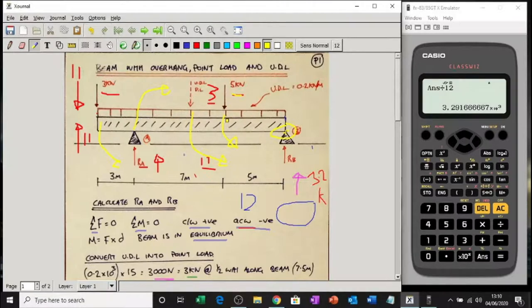Obviously, we need to work out how far that 5 is away from there. So the 5 is 5 away, look. So that 5 is 5 meters away. This 3 here is going to be 7.5 meters away because it's halfway. This RA is going to be 5 plus 7, 12 away, and the 3 is going to be 15 away.